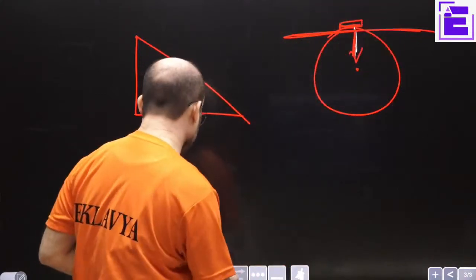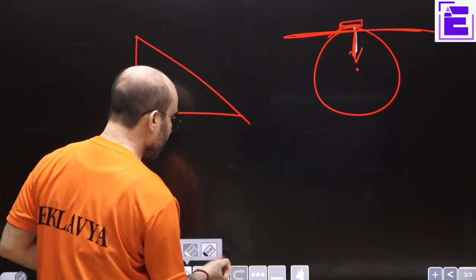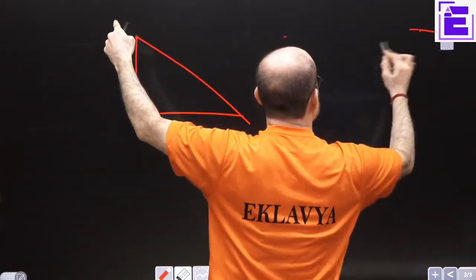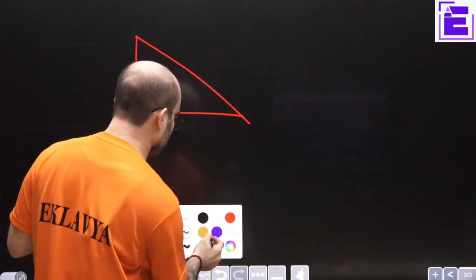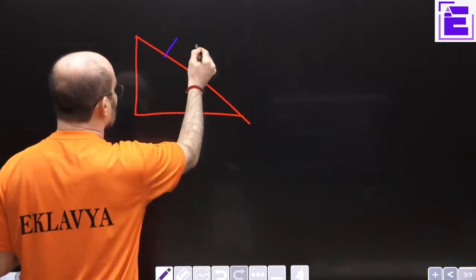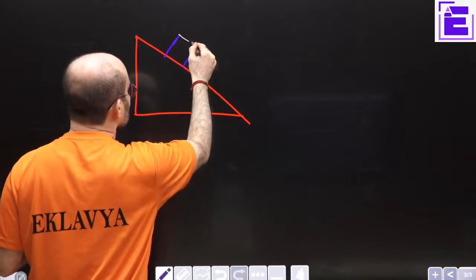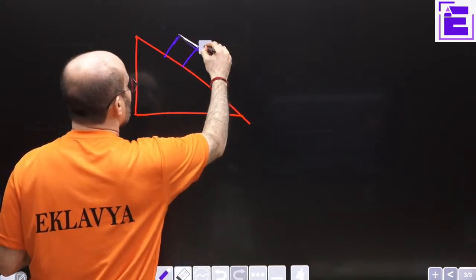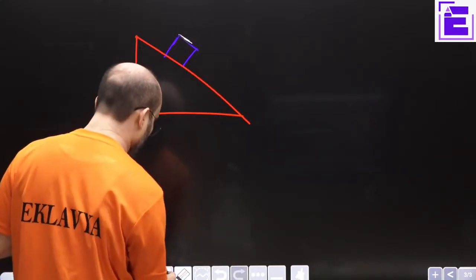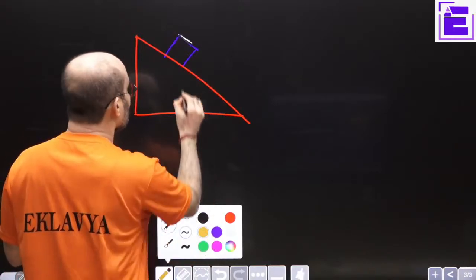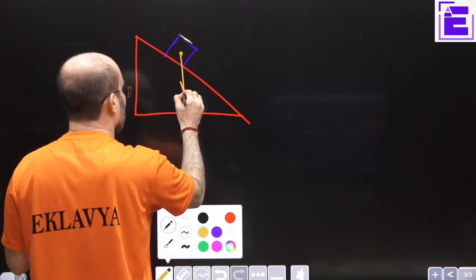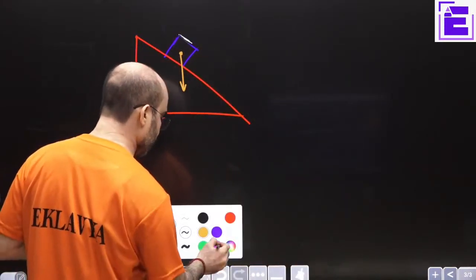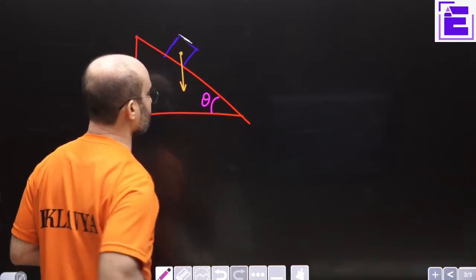So what we are actually considering is that on this inclined plane, a block is placed like this. Weight will always be directed downward. This is the weight. And this is the angle theta.